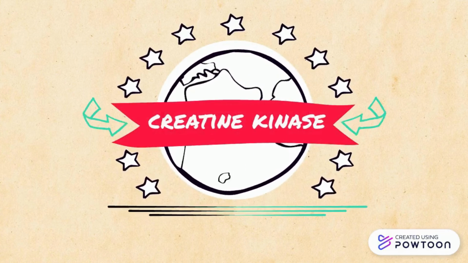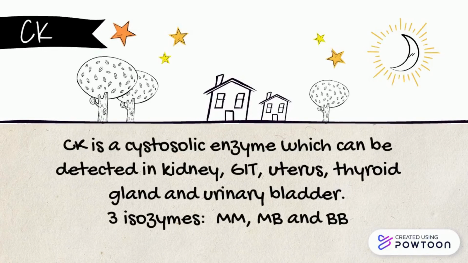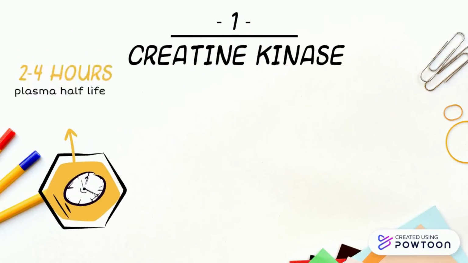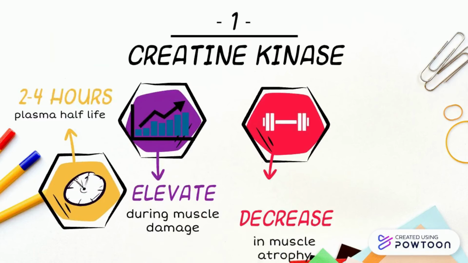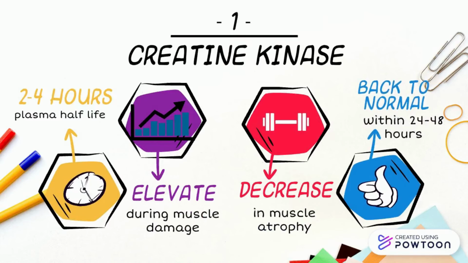Creatine kinase. Creatine kinase is a cytosolic enzyme which can be detected in kidney, GIT, uterus, thyroid gland, and urinary bladder. It has 3 isozymes which are MM, MB, and BB. It has a 2 to 4 hours plasma half-life, elevated during muscle damage, decreased in muscle atrophy, and back to normal within 24 to 48 hours.